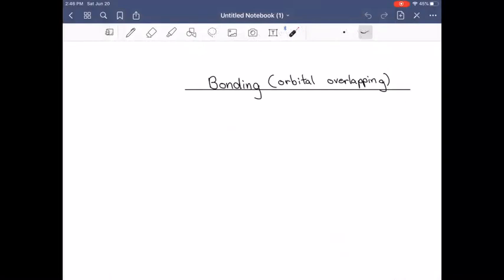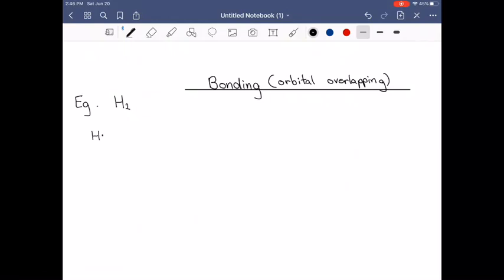Chemical bonding in terms of orbital overlapping. Let's take a look at an example. I have an example right here. If I were to ask you, hey, illustrate hydrogen gas, what are you going to do? I think a lot of you will do something like a Lewis structure.